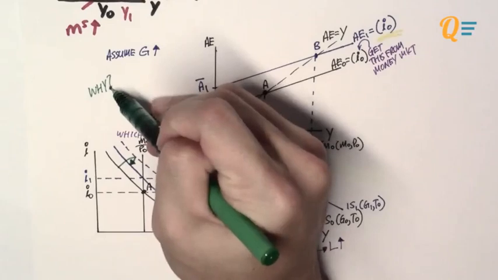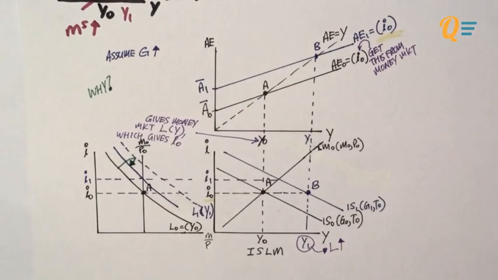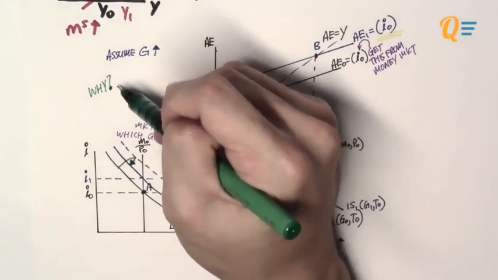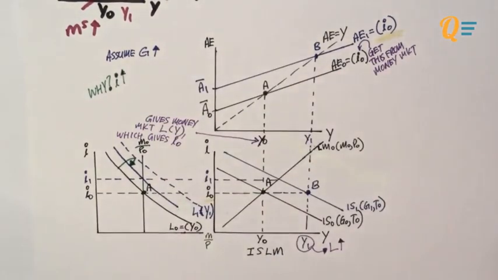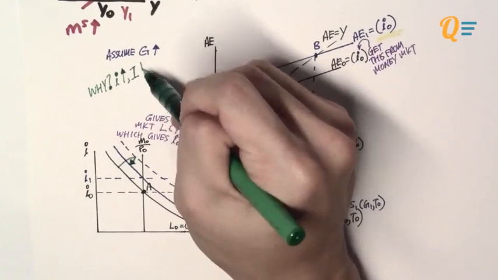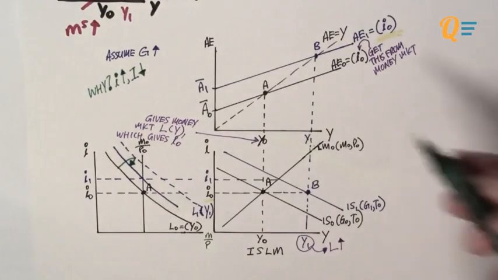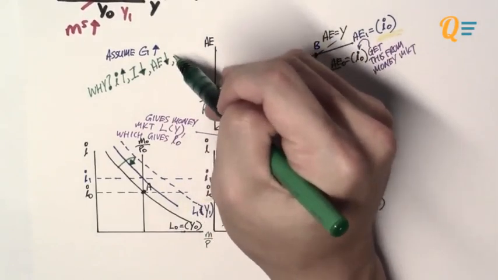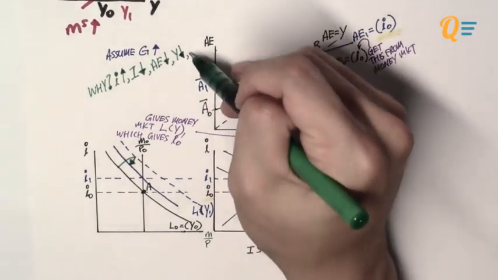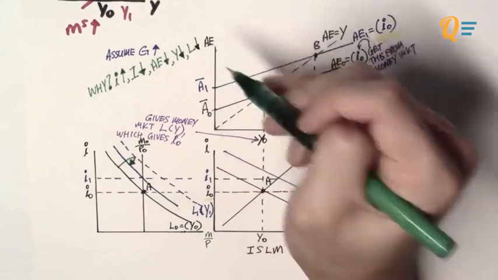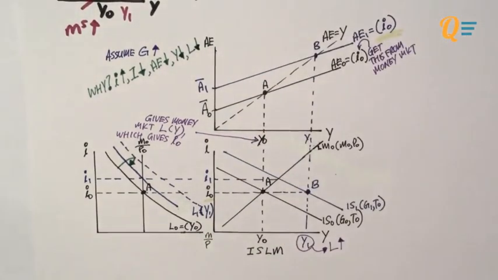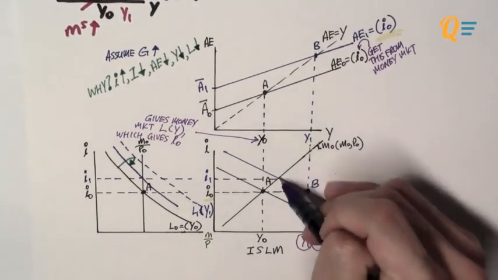Why is this the case? The increase of income from Y0 to Y1 has caused the demand for money to increase, right? So when the demand for money increases, interest rates are going to increase, which then causes a fall in investment. And lower investment means lower aggregate expenditure, which also means lower income. This income level is going to be lower than Y1. So the money demand is going to fall. And that explains the leftward shift of the money demand curve.